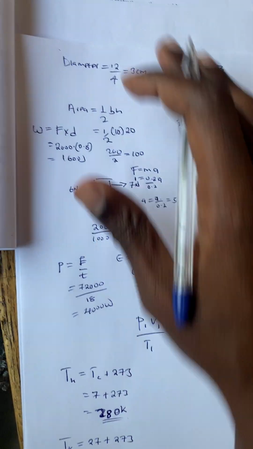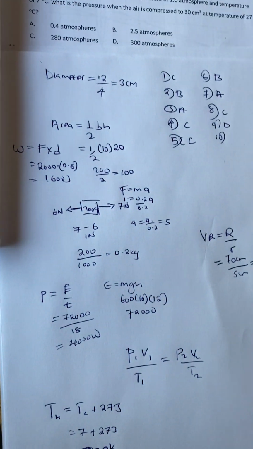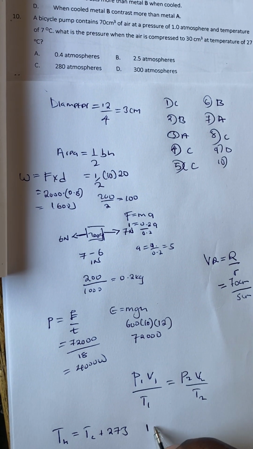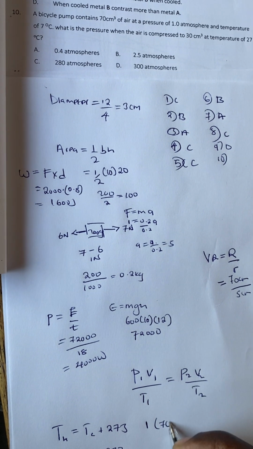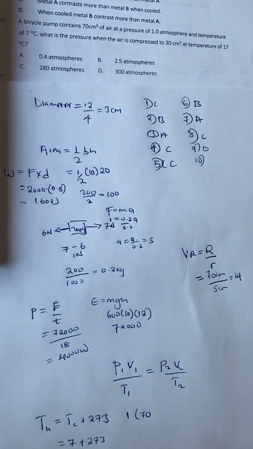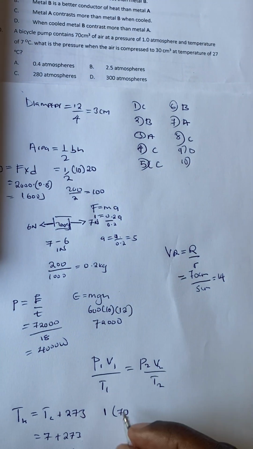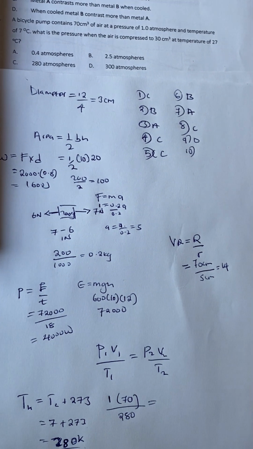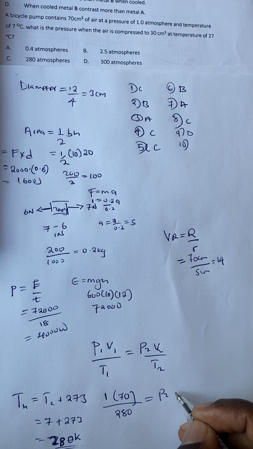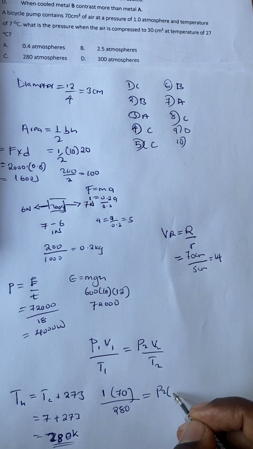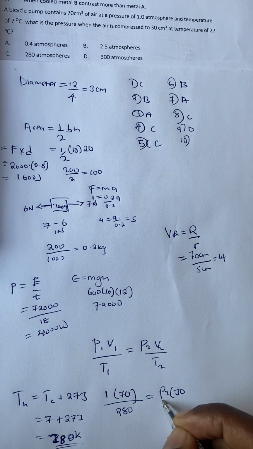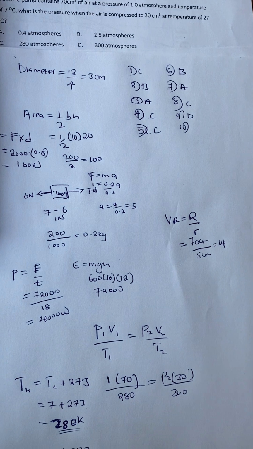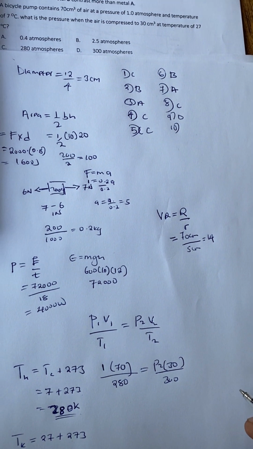Then I'll substitute what I've been given in the question into the formula. Pressure 1 is 1. Then volume 1 is 70. Over temperature 1 is 280, is equals pressure 2, which is what I'm looking for, times volume 2, which is 30, over temperature 2, which is 300.